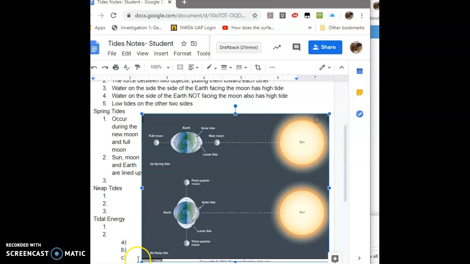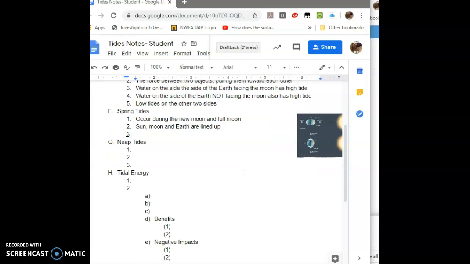Okay, so at spring tides, it's when you have the moon, earth, and sun lined up at a new moon, or again at the other side, when you have the full moon, they're lined up as well. So like I just said, that is when you're going to have the greatest tidal range. You're going to have high tides and low tides. Okay? The neap tides are at the first and third quarters of the moon. Guess what we're learning about next? The moon cycle.